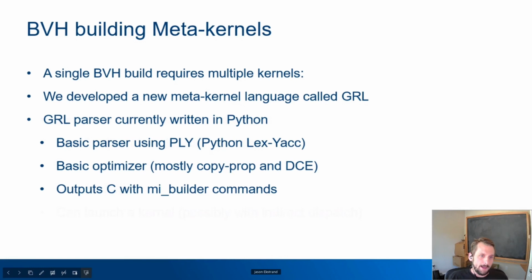We have a parser, it's currently written in Python, uses PLY, does a tiny bit of optimization, mostly to turn nice human-readable typeable things into something that's reasonable to actually run, and then outputs a pile of C, which uses our MI builder thing, which is kind of like NIR builder for the command streamer.